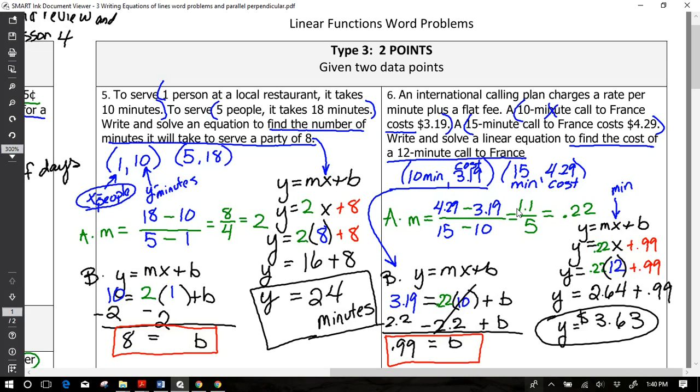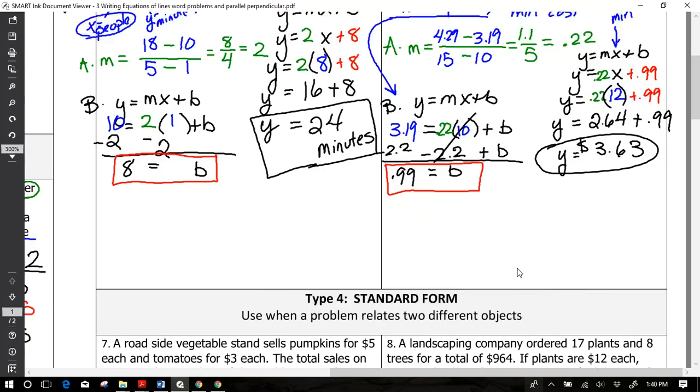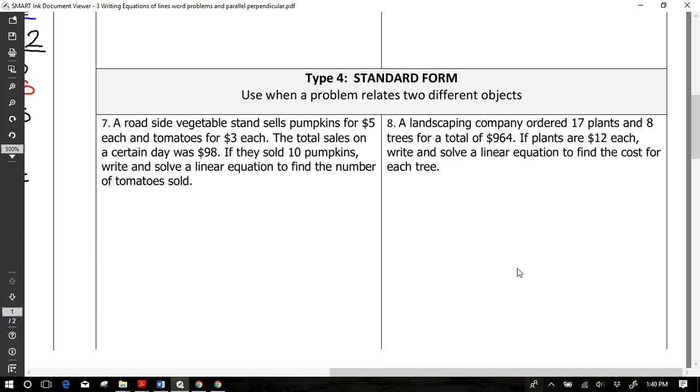Great job. These are the most involved of any of the types of word problems that we need to do, because it has me doing everything: finding the slope, finding the y-intercept, and answering an additional question. So don't feel badly if you're still feeling like you're kind of struggling with type 3. The more we practice, the better we'll get at it. Now let's go do type 4.